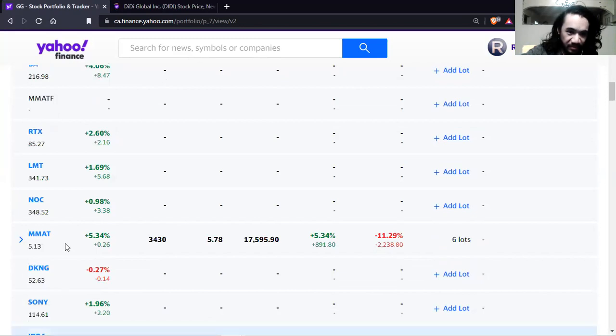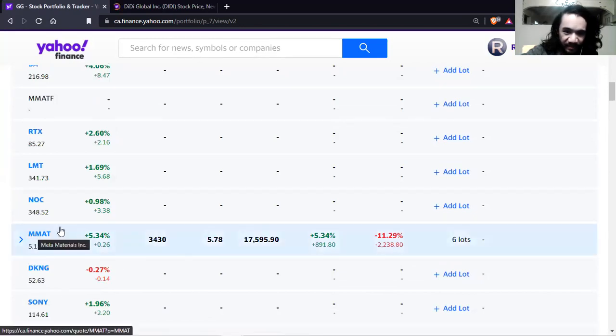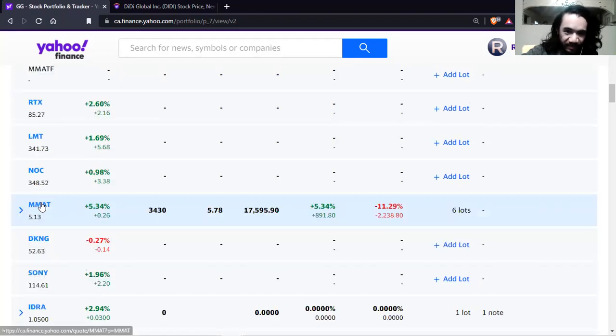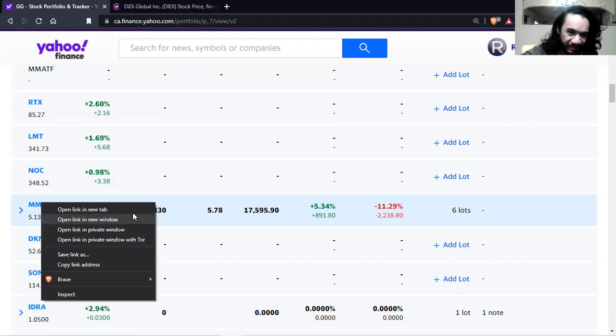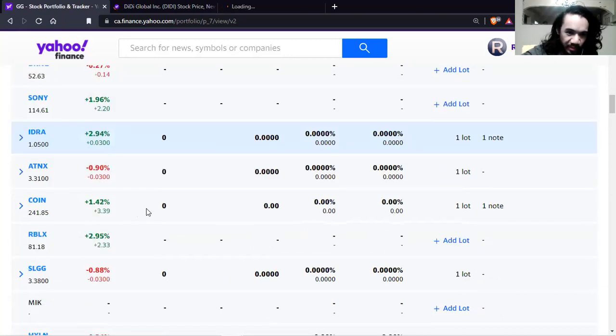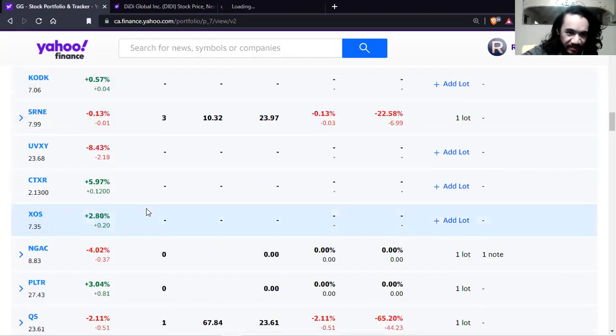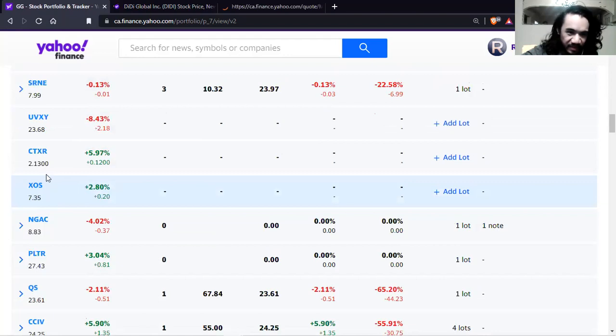Meta Materials is up only 26 cents, or I should say 5% to be exact. And, well, I'm up. Well, not completely up, but on the way up, getting closer to my average there. Take a closer look at that as well. And besides that, the market was up overall today about 1%.